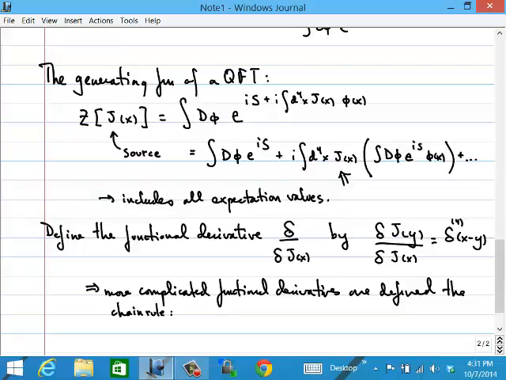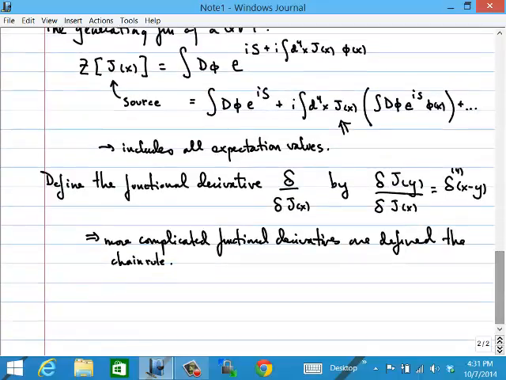And in one of the exercises on your problem set, you're going to verify that this functional derivative is really identical to the usual partial derivative of multivariable calculus, except where instead of a finite number of variables, when you have partial derivatives, you have an infinite number of variables, one for each point in space-time.